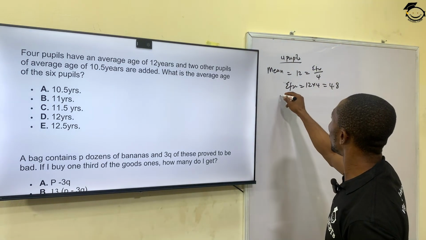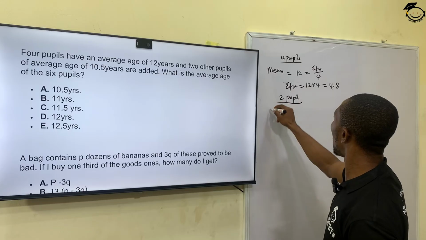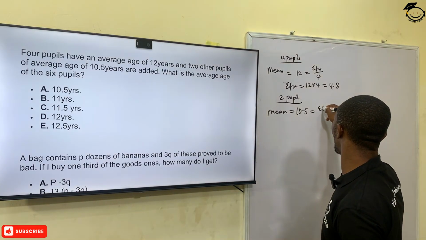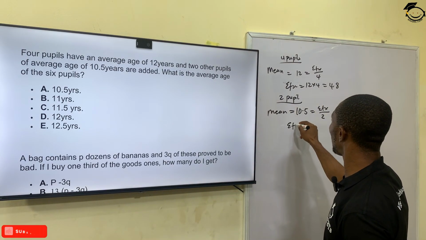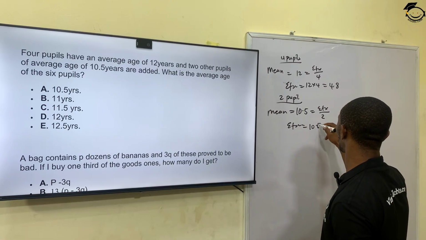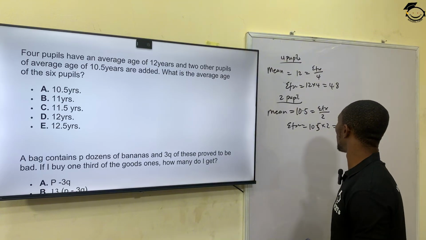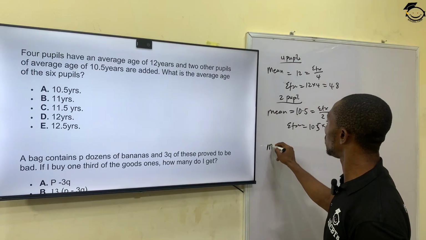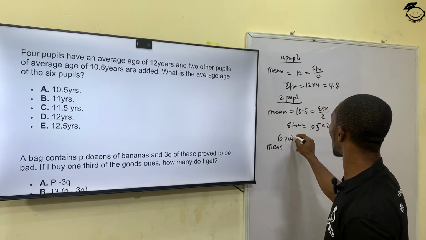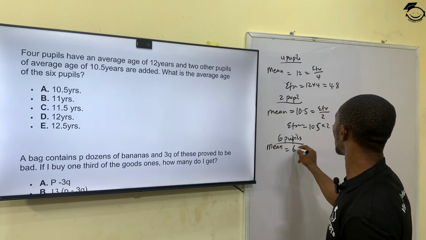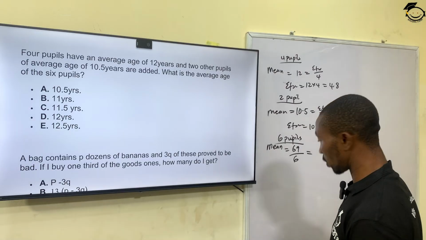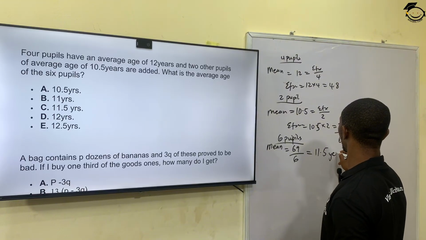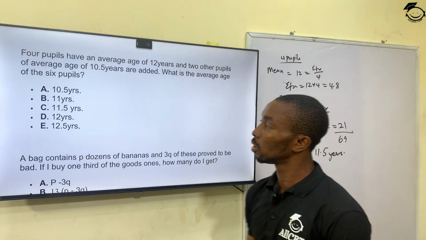Now, for the two people that we added, our mean is 10.5, Σfx over 2. So Σfx will become 10.5 times 2, which will give us 21. So joining these two, we have 69. So the mean of the 6 people will become 69 over 6, which will give us 11.5 years, which is our option C.